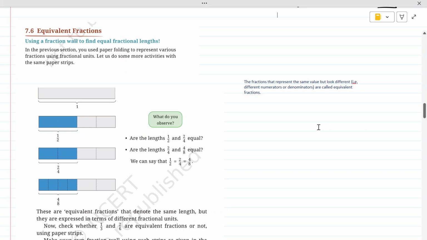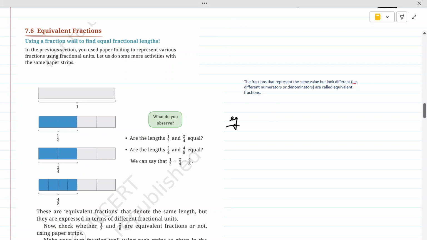Next, what we have are the equivalent fractions. Kids, we have done equivalent fractions in the previous grade, where we know that equivalent fractions are the fractions which have the same value but they look different. The same I have written here: fractions that represent the same value but look different, with different numerators or denominators, are called equivalent fractions. Examples I am telling you here.